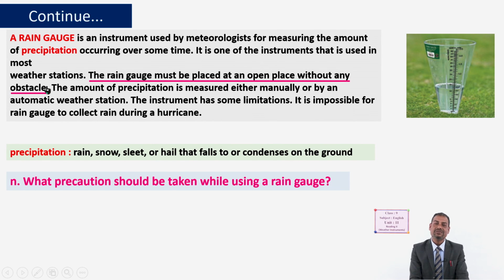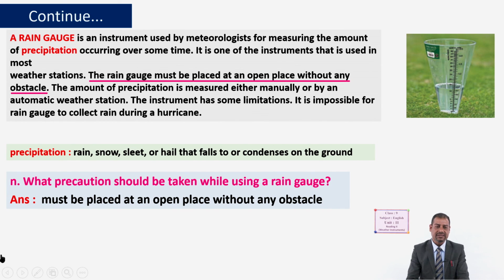Okay, so your answer should be, the precaution is we must place that at an open place without any obstacle. So you can write down simply, must be placed at an open place without any obstacle. So if we don't keep it in this way, then we may not be able to measure the amount of precipitation occurring. Okay, is it clear to you?